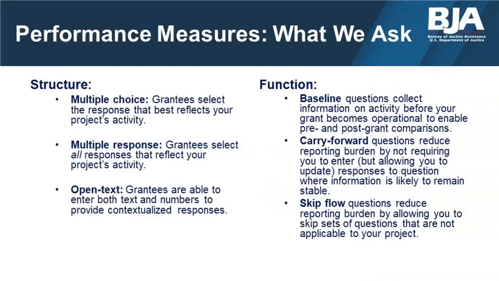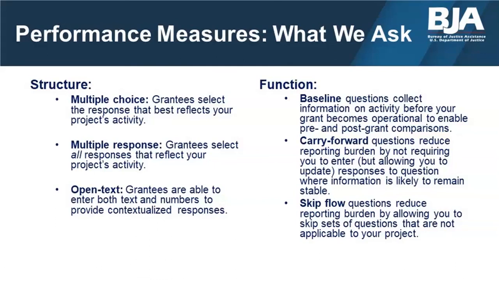The JMHCP Performance Measures Questionnaire is structured with 3 different types of questions: multiple choice, multiple response, and open text. Multiple choice questions allow grantees to select the response that best reflects their project's activity. With multiple response questions, grantees can select all responses that reflect their activity. Open text questions enable grantees to enter both text and numbers to provide contextual responses when appropriate.